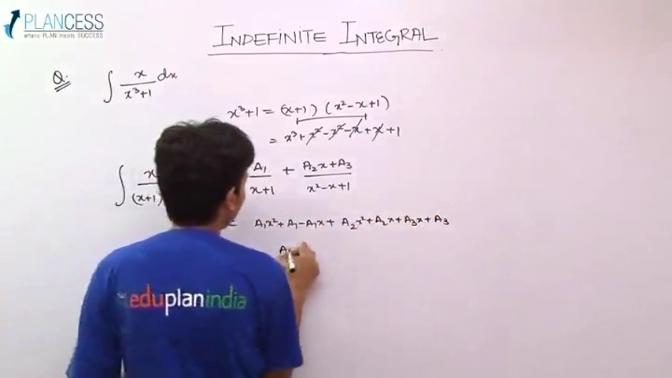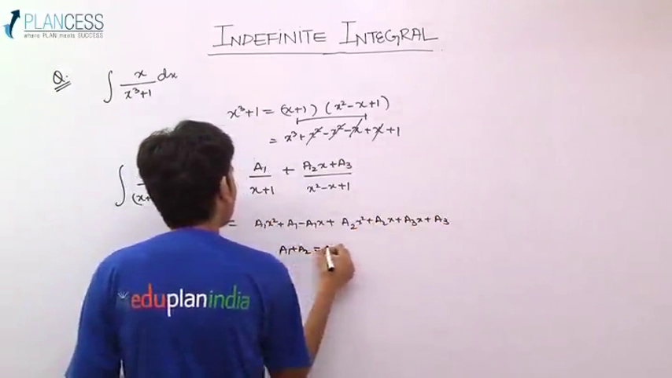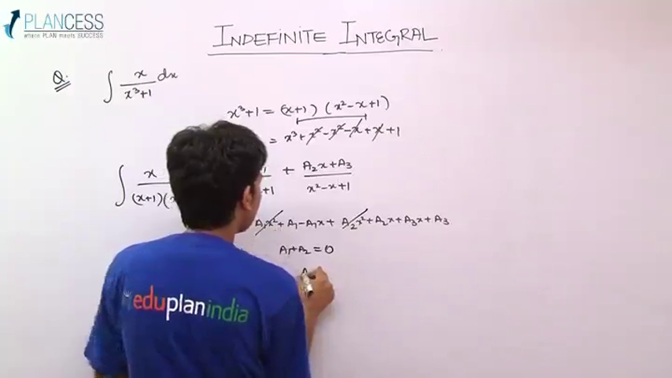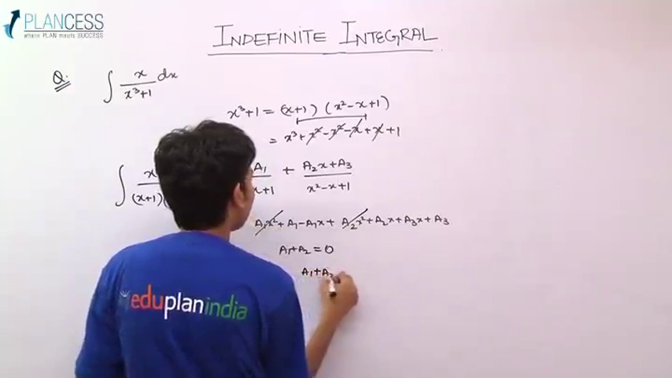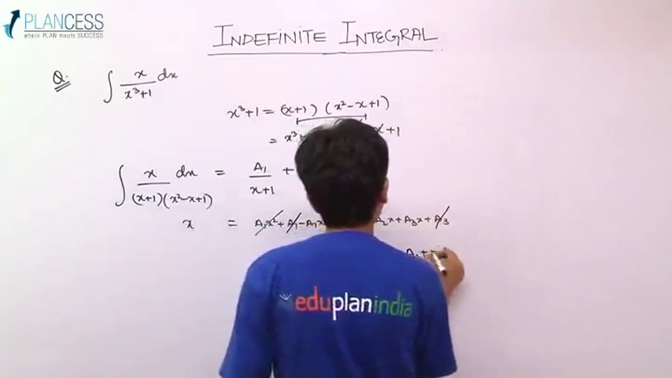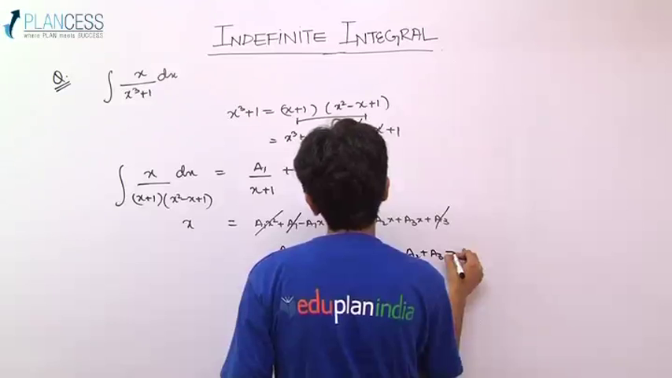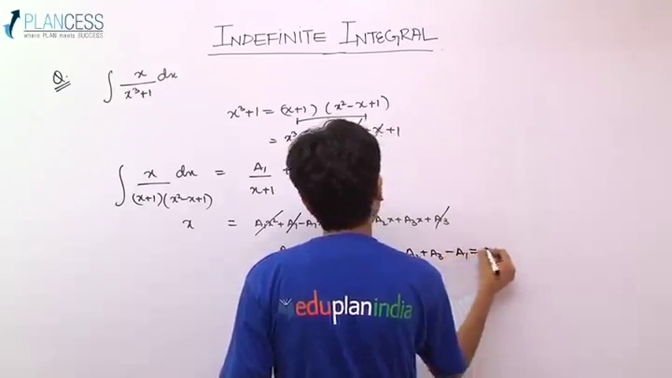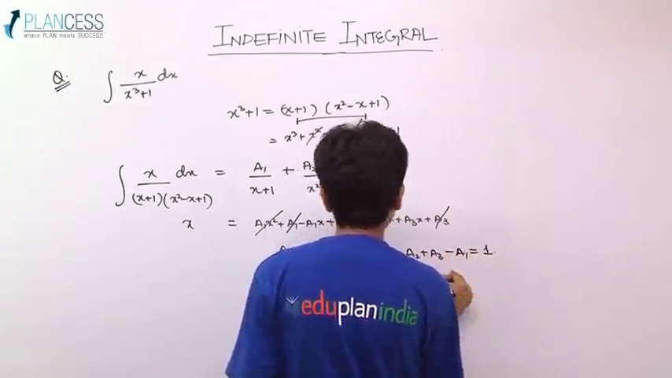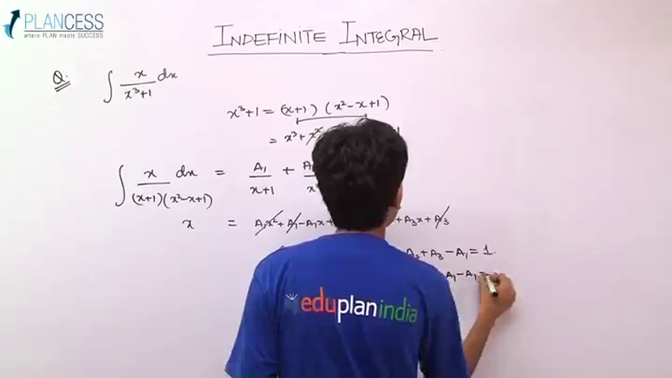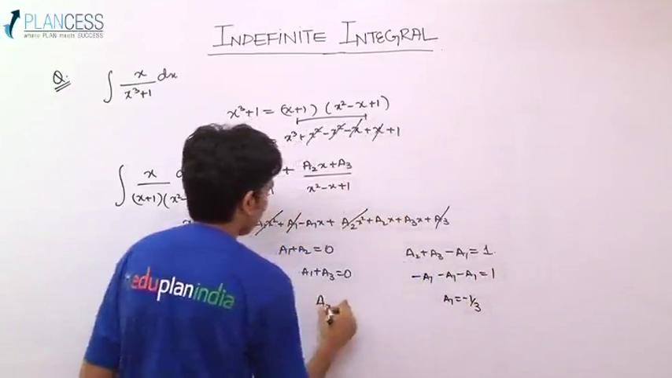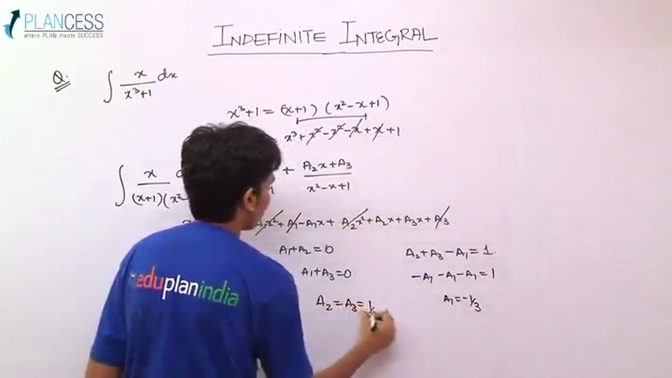So this tells us a1 plus a2 has to be equal to 0. The x term gets cancelled out. The constant term should also be 0, that is a1 plus a3 should be equal to 0. And a2 plus a3 minus a1 has to be equal to 1. So since a2 is nothing but minus a1 and a3 is also minus a1, this gives us a1 is equal to minus 1 by 3. So a2 is equal to a3 is equal to 1 by 3.